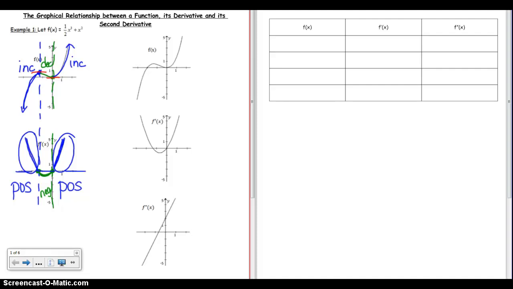So on my chart here, I'm going to list this relationship. So when the function is increasing, the first derivative is positive. And when the function is decreasing, the first derivative is negative. And in my second column of graphs here, we're going to look at the relationship between all three, the function, the first derivative, and the second derivative. So I'm going to actually start with the first derivative. If you notice, because the second derivative is the derivative of the first derivative, they're going to have the same increasing, positive, decreasing, negative relationship.